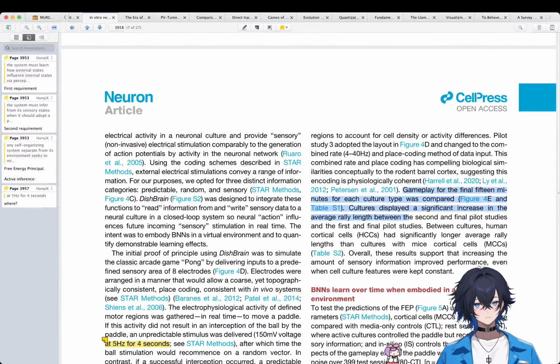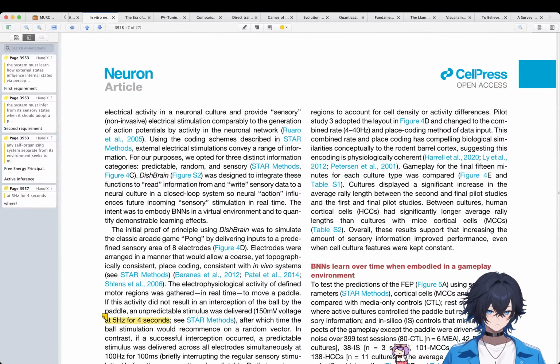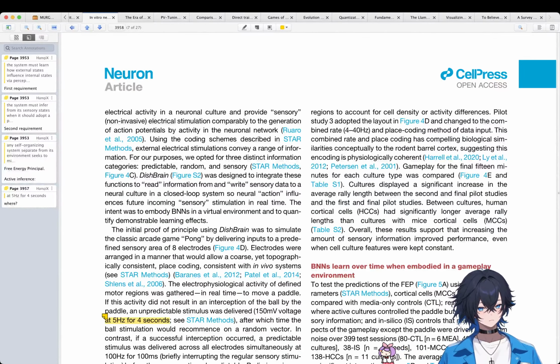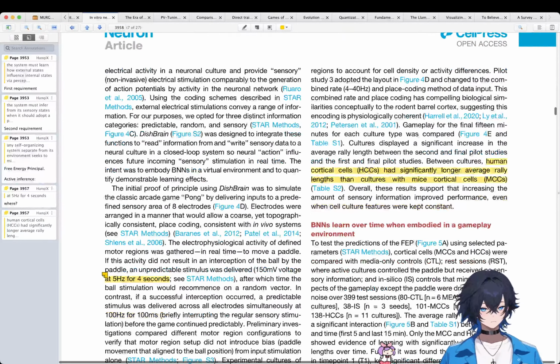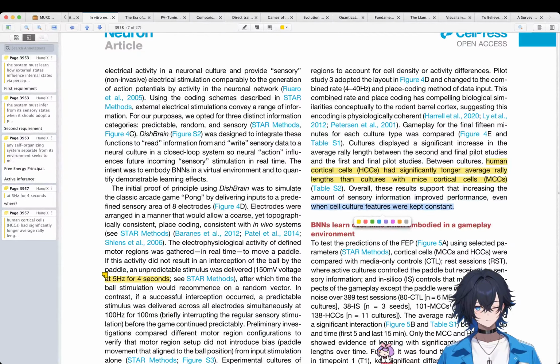Gameplay for the final 15 minutes of each culture type was compared. Okay. Okay, I guess the final pilot study is really much more effective. Oh, interesting. So human cells are also tested. Okay. Interesting. And they're more effective. That kind of makes sense. Increasing the amount of sensory information improves performance. So more training data is better, I guess. That's nice.